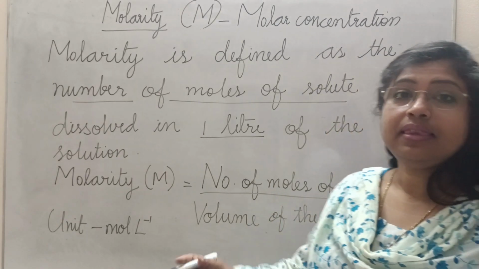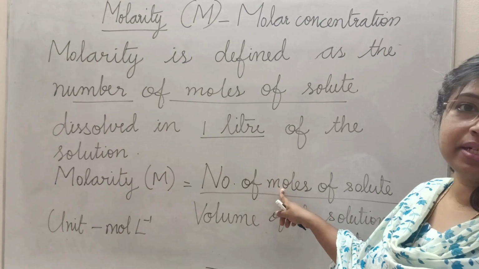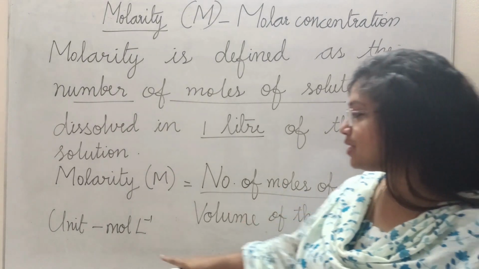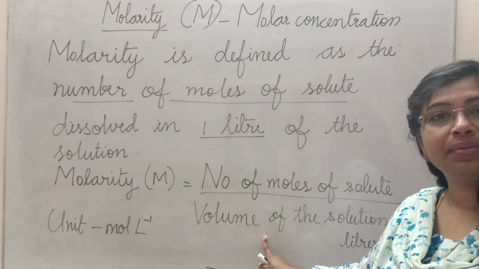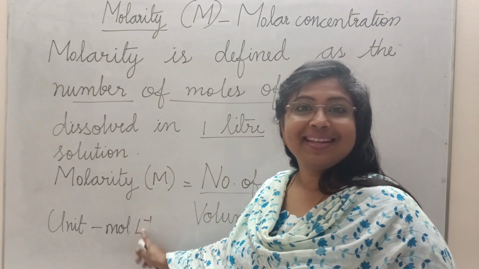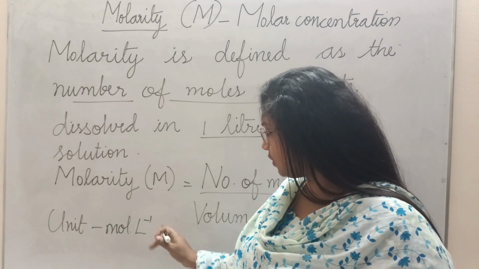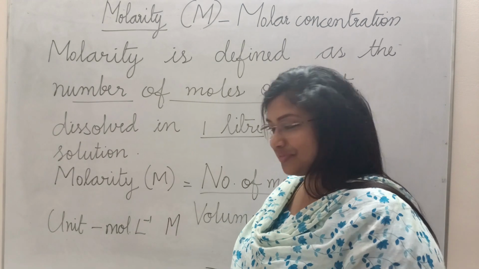Okay? ഇനി എന്താണ് molarityയുടെ unit? We know that in the numerator it is mole, number of moles. So mole, and in the denominator you are taking the volume of the solution in liters. So moles per liter. Or you can also express it like this, capital M. Fine.